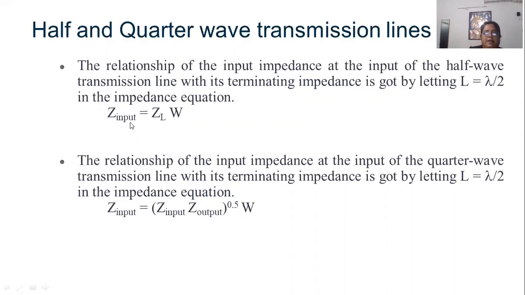Here Z input is equal to ZL. The relationship of the input impedance at the input of the quarter-wave transmission line with its terminating impedance is got by letting L equal to lambda by 2 in the impedance equation. Here the input impedance is equal to the square root of Z input into Z output.